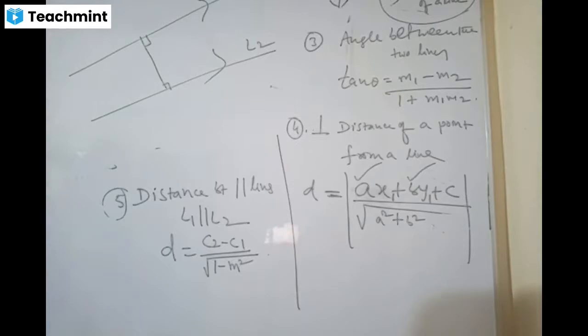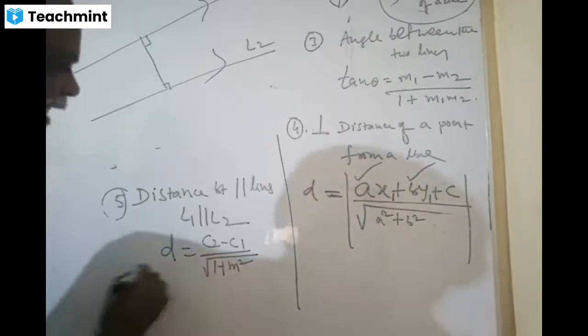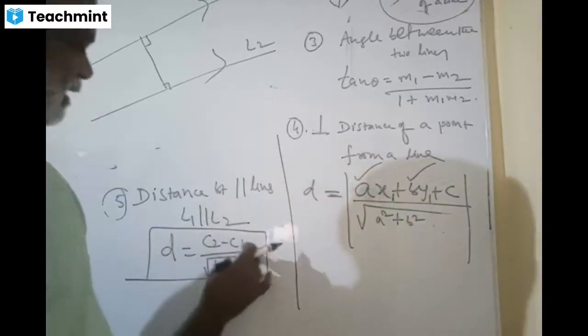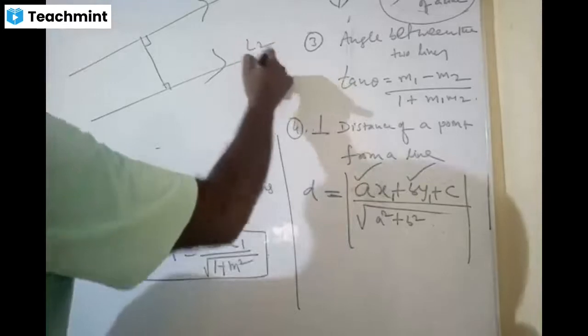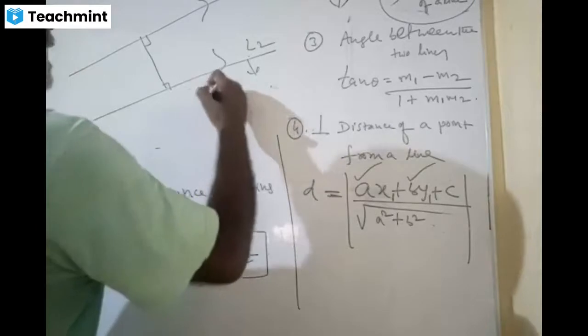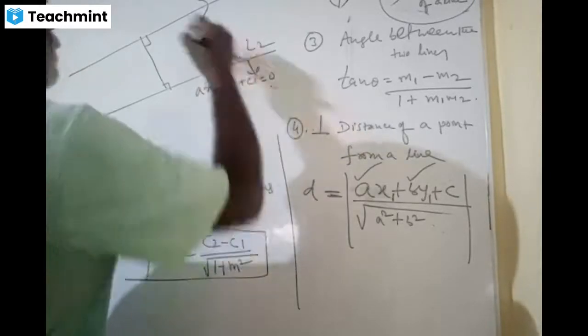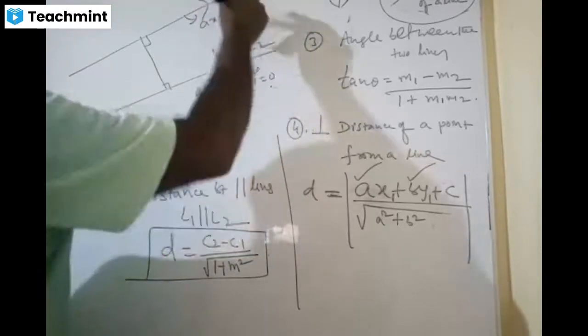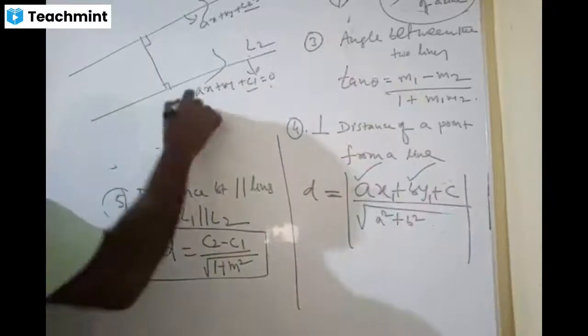So what is that formula? Perfect, it should be plus. We are going to derive this formula also: C2 minus C1 by root of 1 plus m square. Parallel lines differ only in the constant. This is ax plus by plus C1 equal to 0, and this is ax plus by plus C2 equal to 0. The gap is C2 minus C1, and the remaining part is the same.